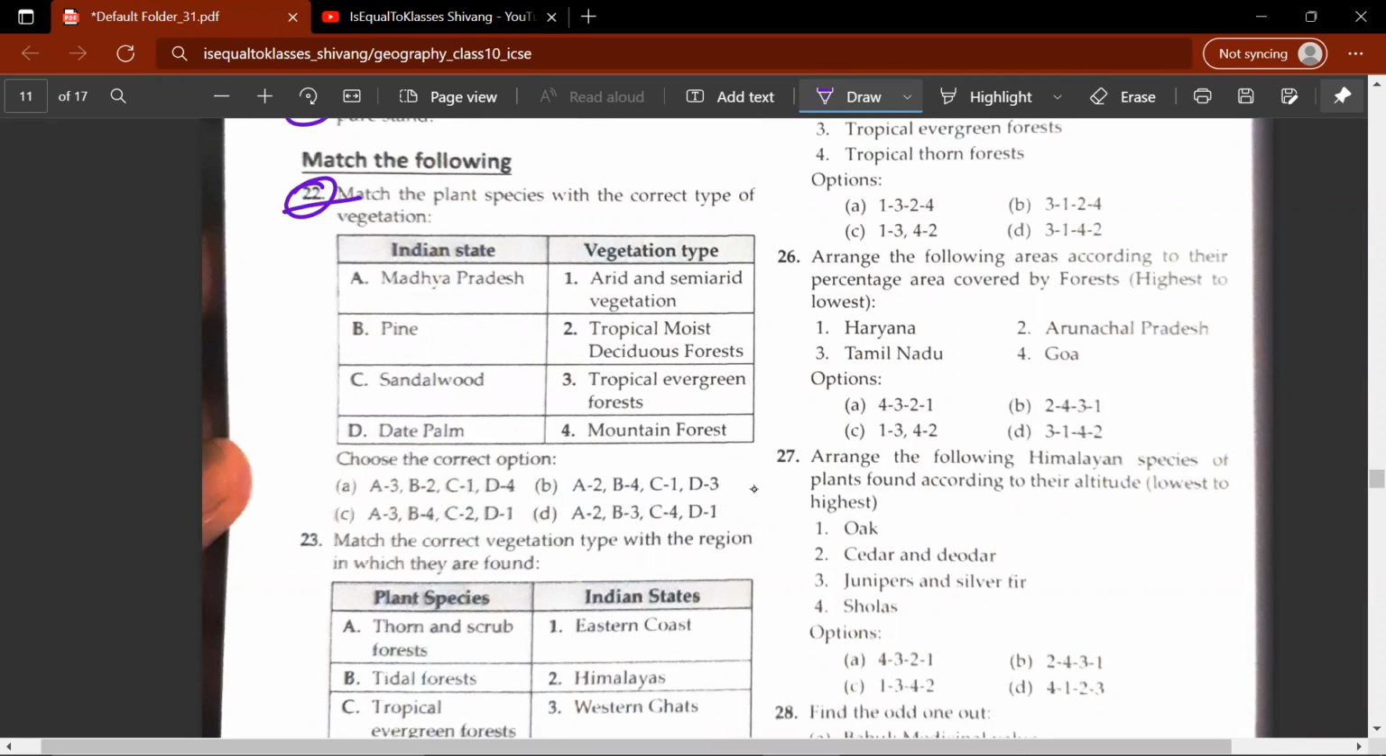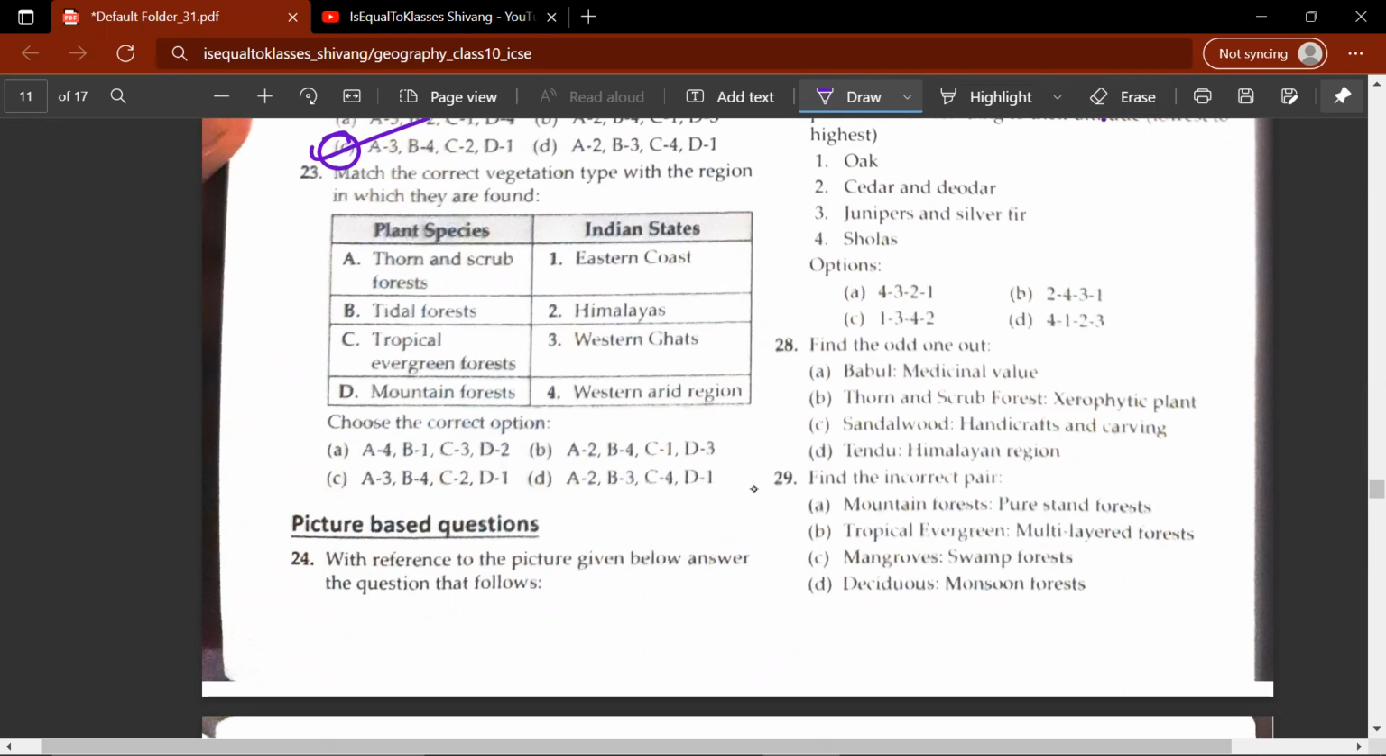22nd question. Match the plant species with the correct type of vegetation. So for this, the correct answer would be C. Moving on to the 23rd question. Match the correct vegetation type of the region in which they are found. So would it be A, B, C, or D? The correct answer for the 23rd question would be A.